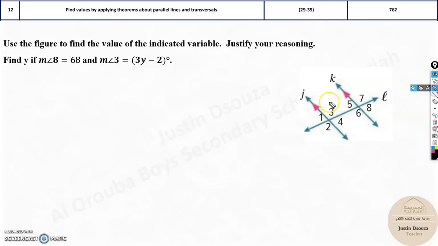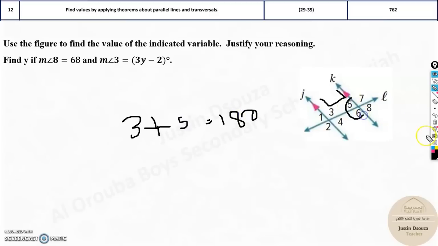So in this case, look at this figure. We can see 3 is interior, and the alternate interior angle is 6. These both are congruent. Now 5 and 4 are congruent, 7 and 2 congruent, 8 and 1 congruent. There is one more thing, consecutive interior angles. Consecutive 3 and 5: whenever you add 3 and 5, it will be equal to 180 degrees. Same way, 5 and 6, when you add, it will be 180 degrees.